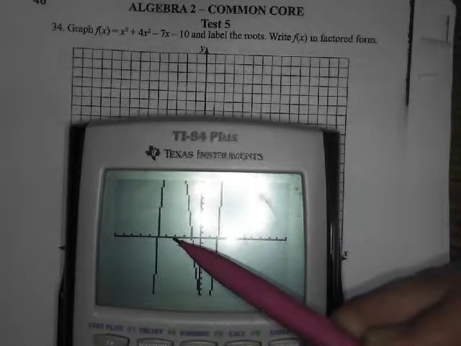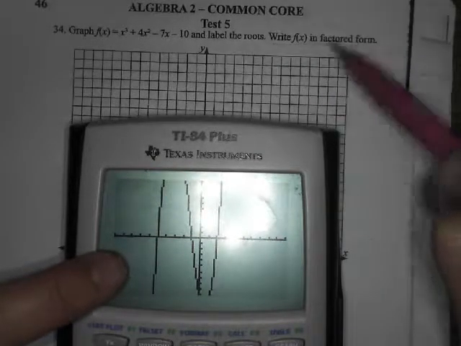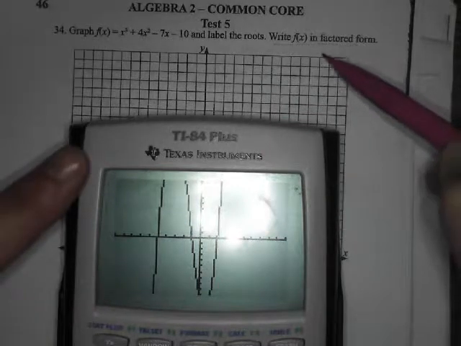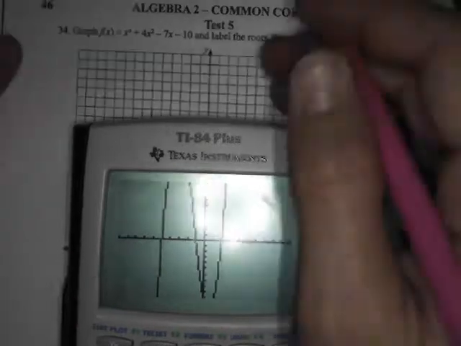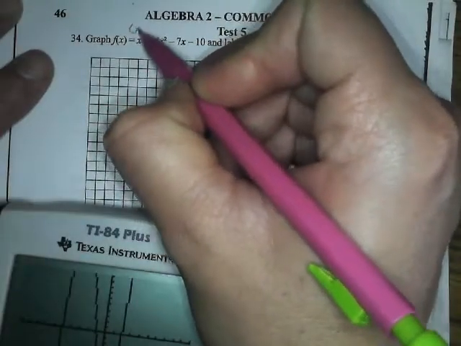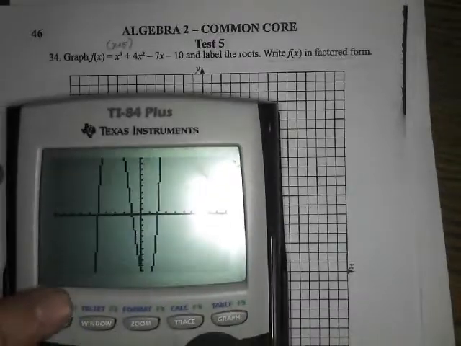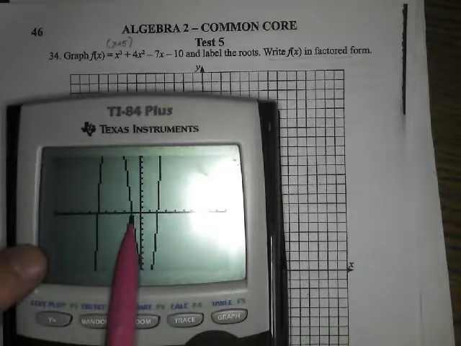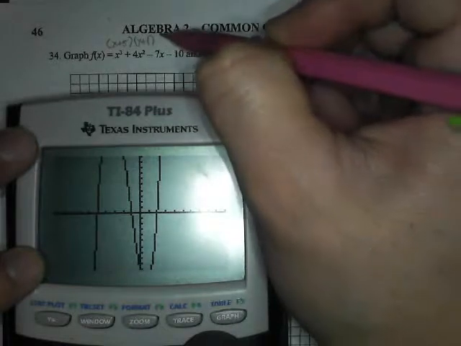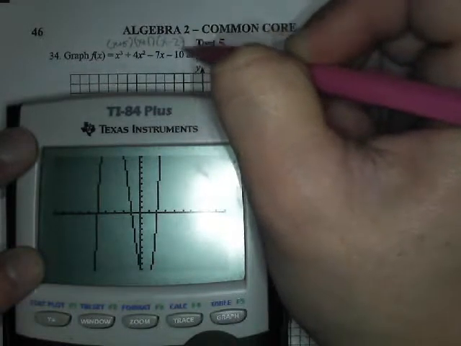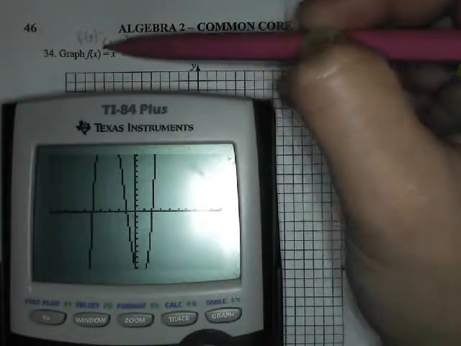So when they say to write this, and obviously I can just copy down the picture, when they say to write it in factored form, if you have a root at -5, what's your factor? X plus 5. If you have a root at -1, what's your factor? X plus 1. And if you have a root at 2, what's your factor? Yeah, x minus 2. And there's just your function in factored form. Normally there's an a value out in front, but the a value was 1. Good?